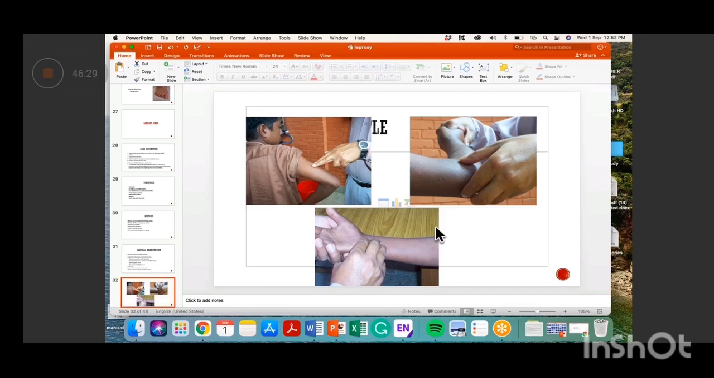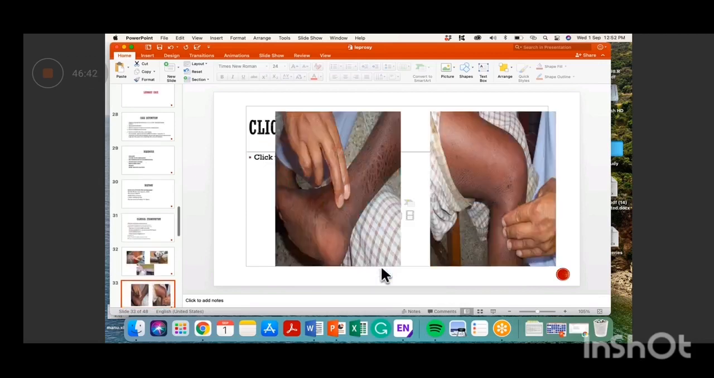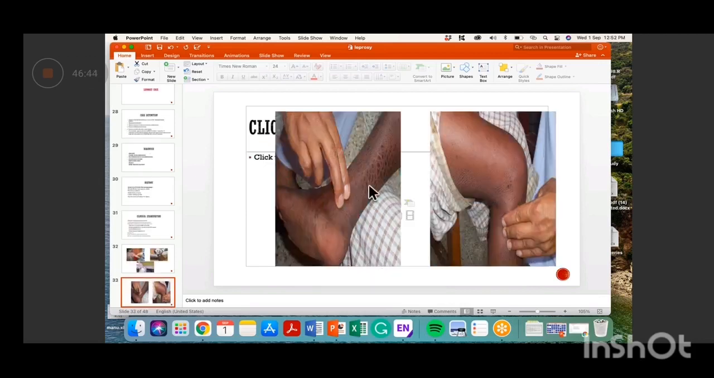Herein we have shown how to check for each nerve. In the first photograph, you can see the doctor is checking for the radial nerve in the radial groove. In the second, he is checking for the ulnar nerve. And in the third bottom image, he is checking for the median nerve. Herein, he is checking for the posterior tibial nerve. And in the second image, for lateral popliteal nerve.